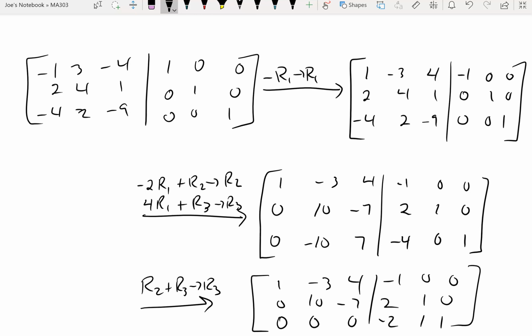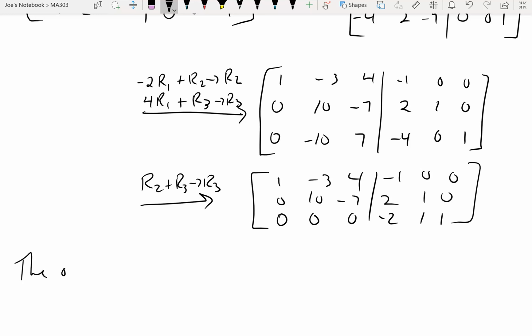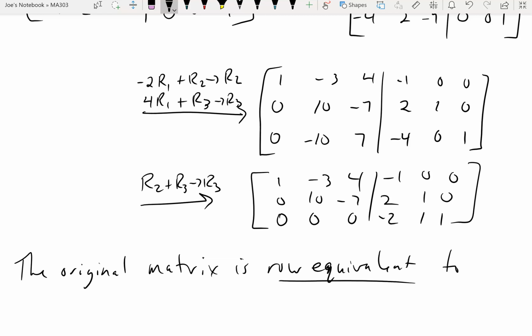So when you put this in reduced row echelon form, are you going to get the identity matrix here? No. What we've shown here is that your original matrix is what's called row equivalent to a matrix with a row of zeros. All row equivalent means is that there is a sequence of row operations that change one matrix to the other. That's all row equivalent means.